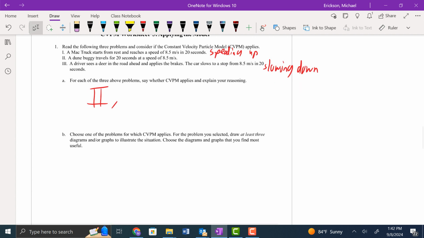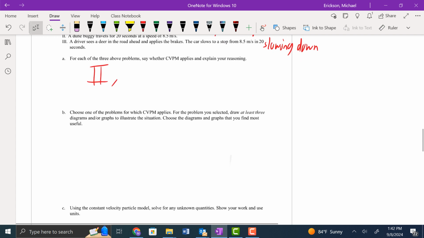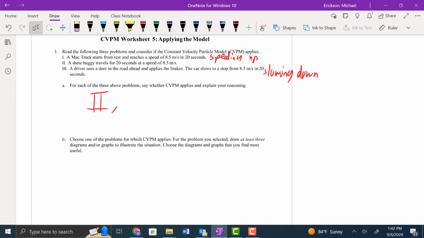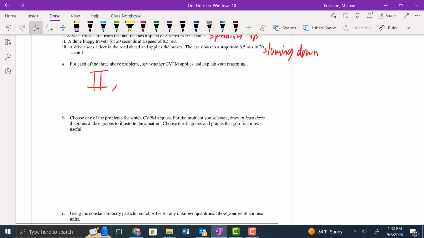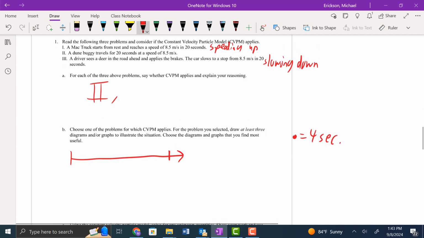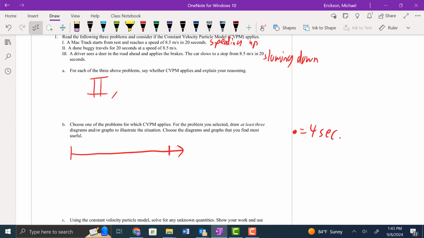All right, so the only one I can use is scenario 2, and I'm going to draw all the graphs I know I can use for it. That's a motion map, a position time graph, and a velocity time graph. So this object is traveling 20 seconds at a speed of 8.5 meters per second. I'm just going to call every dot 4 seconds. And what that will allow me to do is just represent this with 4 dots. I'm going to make my motion map overall, so I'm going to go 20 seconds at 8.5 meters per second.